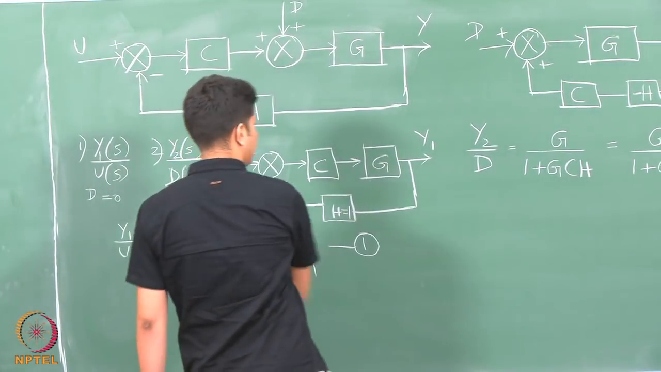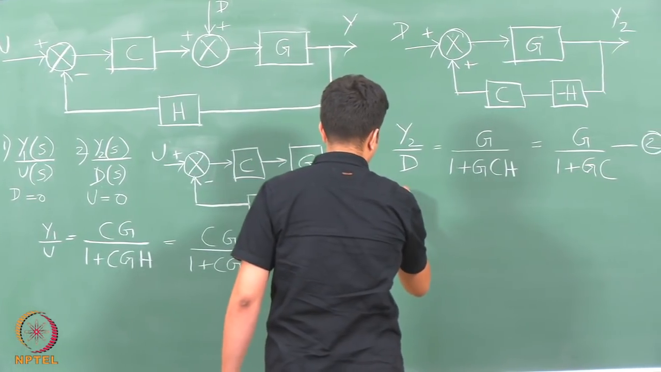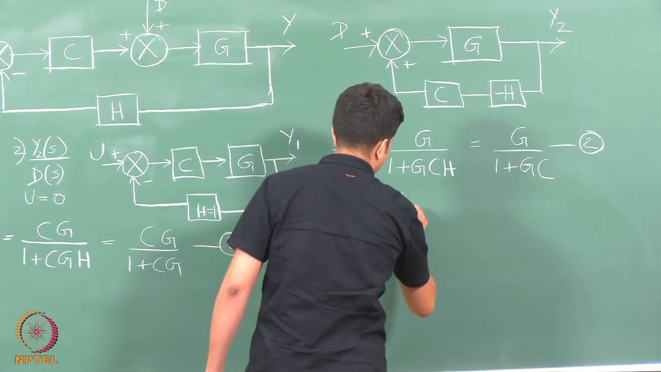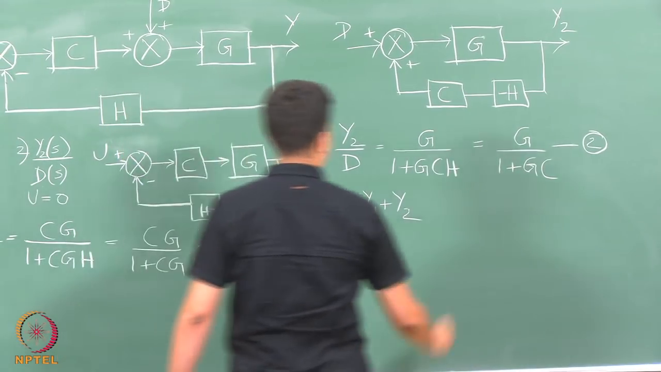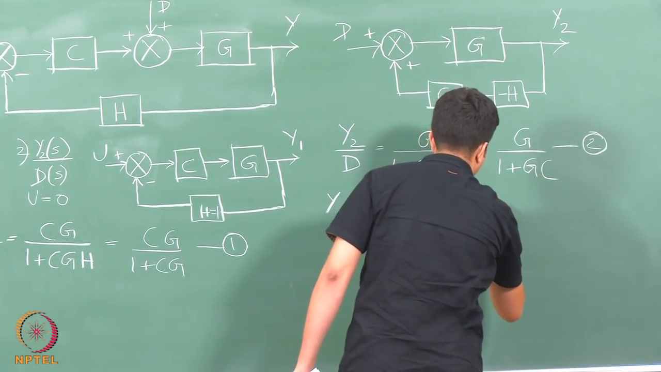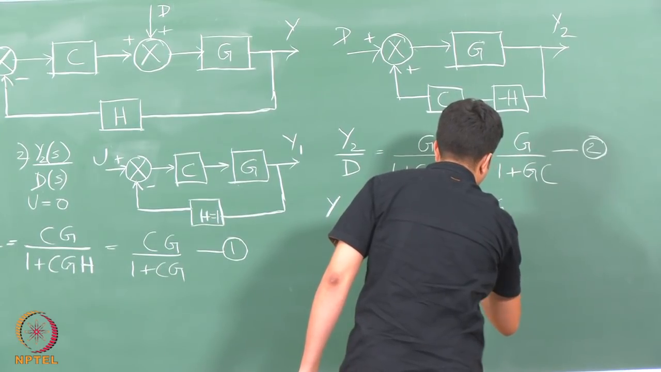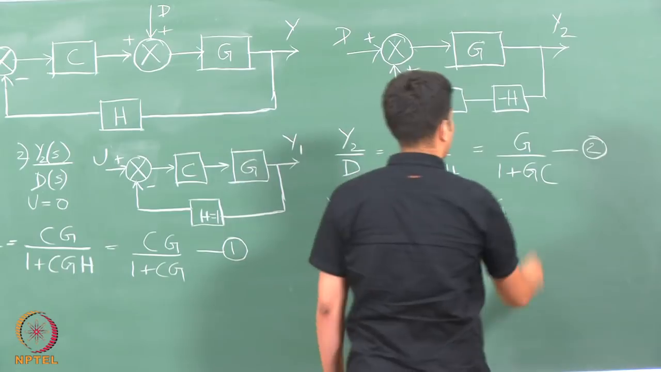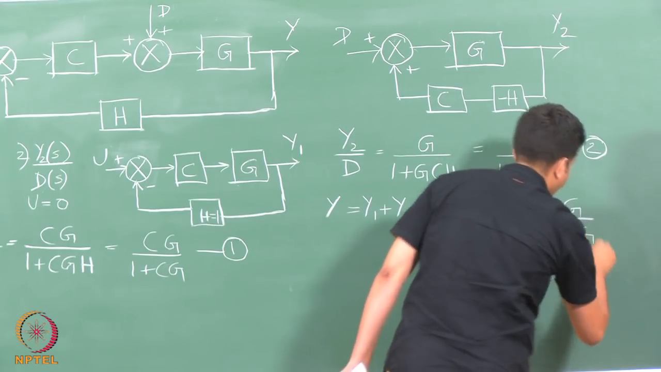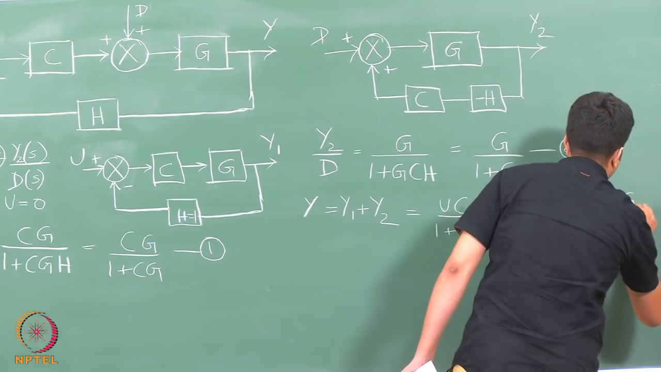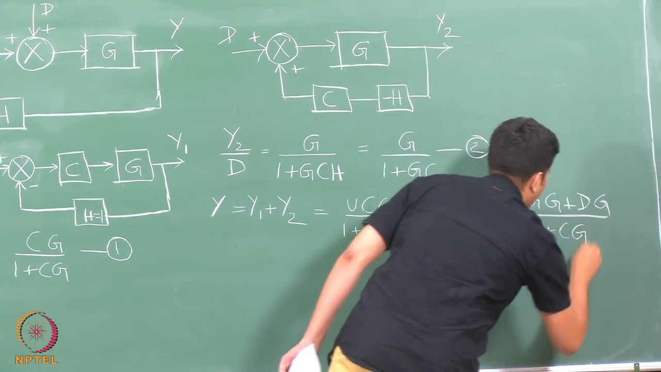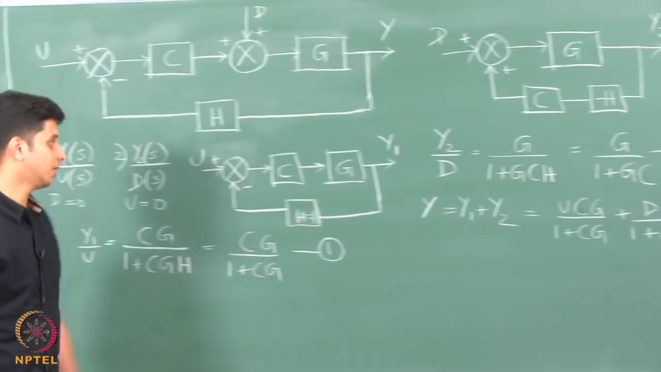Now, my overall response Y can be written as Y1 plus Y2 by the principle of superposition. So if I take Y1 plus Y2, Y1 is U times CG by 1 plus CG plus D times G by 1 plus CG. So this is nothing but UCG plus DG by 1 plus CG. So that is the overall response of the system.